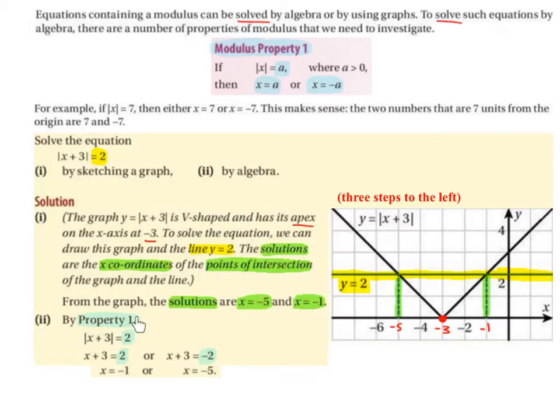So by Modulus Property 1, we have the modulus of x plus 3 is equal to 2. So we have x plus 3 is equal to 2, or x plus 3 is equal to minus 2. So x is going to be 2 minus 3, which is minus 1, or x is going to be minus 2 minus 3, which is minus 5. So again, we can see minus 5 and minus 1 are indeed our solutions.